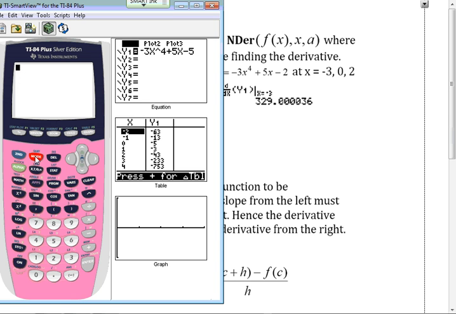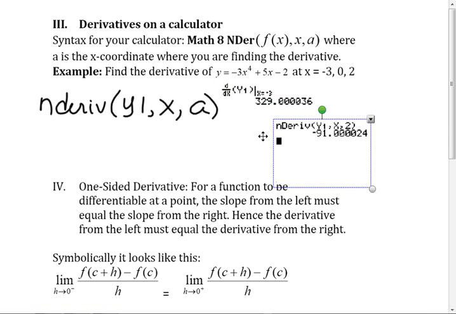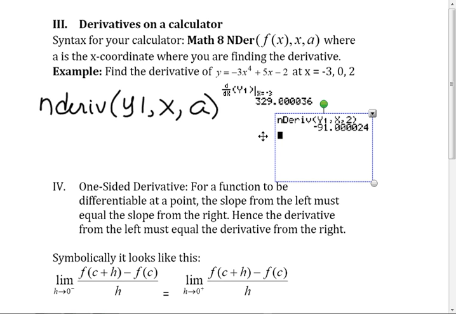Okay, so you go to math. You're in the old system. You have to go to 8. I can arrow down or I can just type 8. I prefer to type 8. There it is, n derive. Press enter. And then you have to get your y values. So you press bars. And we're going to do y variables. y1, comma, x, comma. Let's put 2 in this time. There's 2. You have to put it in y equals. Make sure you put your function in y equals.